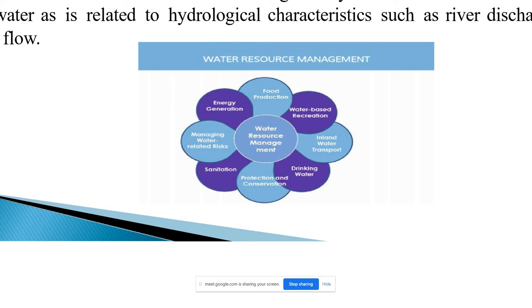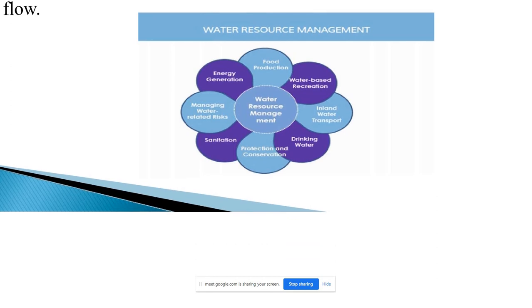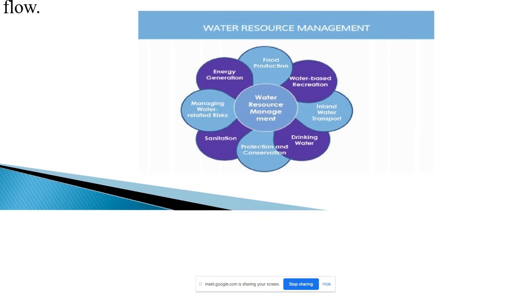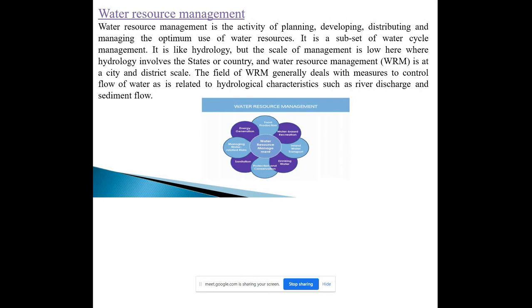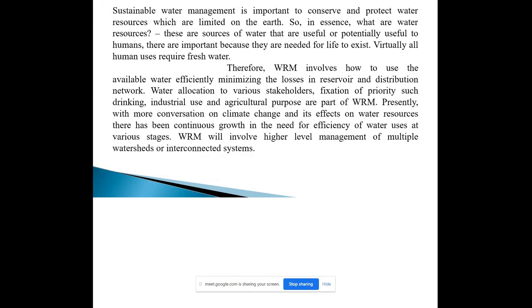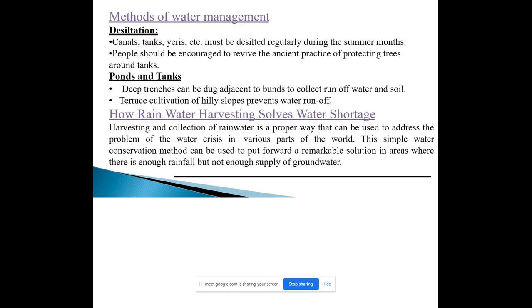Firstly, desilting. Canal tanks must be desilted regularly during the summer months. People should be encouraged to revive the ancient practice of protecting trees around the tanks. Ponds and tanks are the second method of water management systems. Terrace cultivation on hilly slopes prevents water runoff. Deep trenches can be dug adjacent to the bunds to collect runoff water and soil.